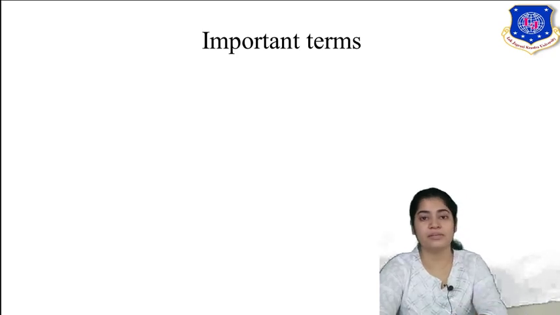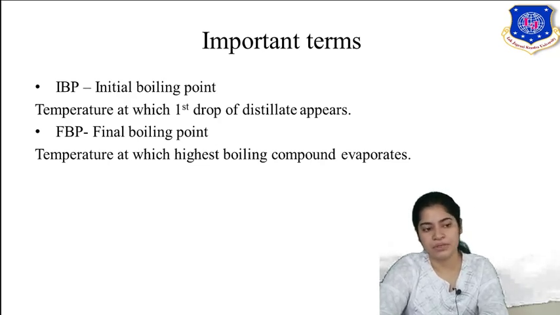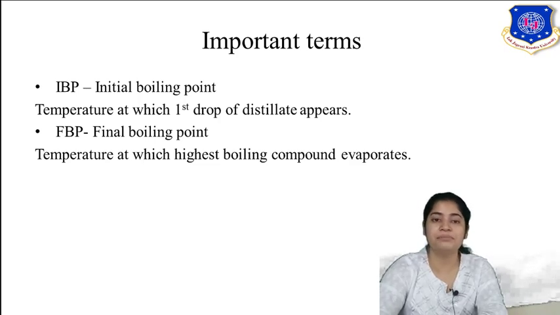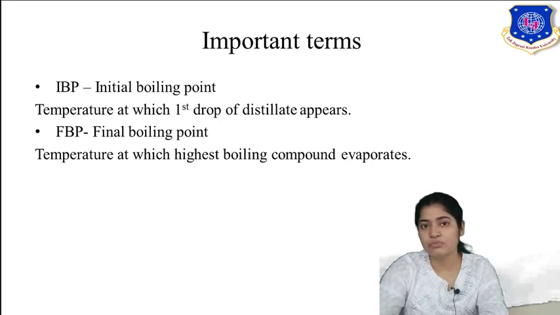Before comparing, some of the important terms which you need to know. What are IBP and FBP? IBP is called the initial boiling point. Okay. It is the minimum temperature at which the first drop of your distillate appears. As your more volatile component vaporizes, it is distilled and you get your first drop of distillate. So what is that first drop? It is a fraction of the most volatile component present in your sample. So of course that is the initial boiling point.